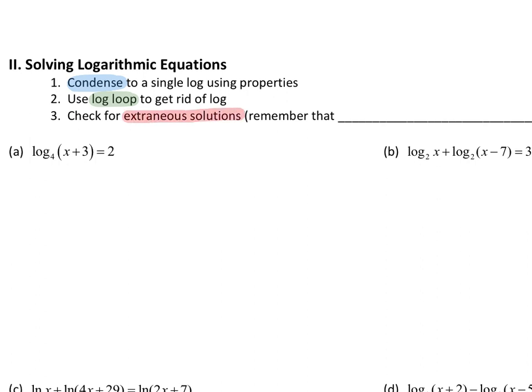So we're going to look at restrictions at the beginning of each of these problems. Because remember, and we just talked about this, the argument, or the parentheses, of any logarithm has to be greater than 0. So we're going to be looking at all these restrictions each time we do this.